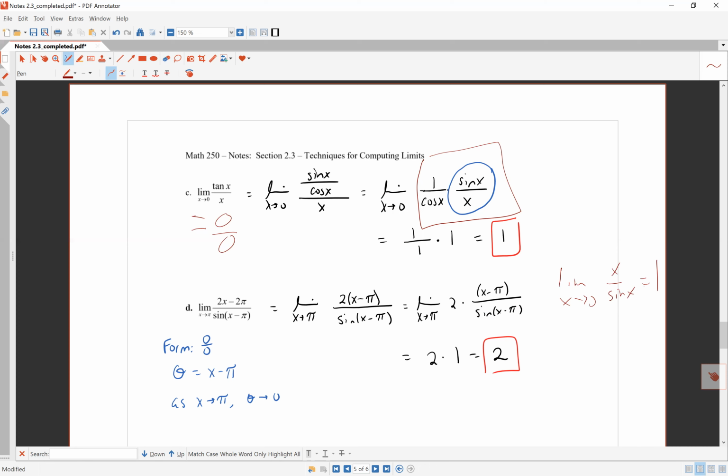But notice, like in D here, factor out 2, right? And now the numerator, we're taking the sine of the numerator. So the limit of x minus, so we're taking the limit as x goes to pi.